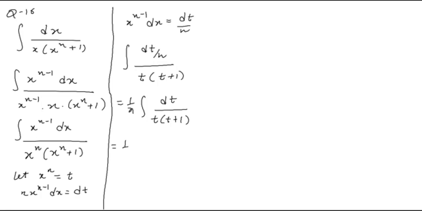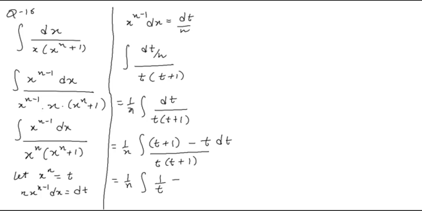Now you can apply partial fraction over here, but this is a bit easy. You can see that I can write this one as t plus 1 minus t, right? If I solve this, t and t will get cancelled and I will be left with just 1. If you apply partial fraction, then also you will get the same answer. Now if I divide this individually, then here t plus 1 will get cancelled, and here t will get cancelled. So I am left with this result.